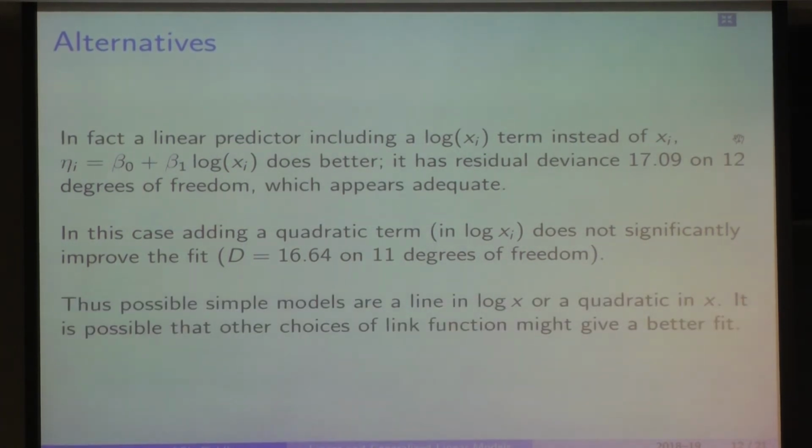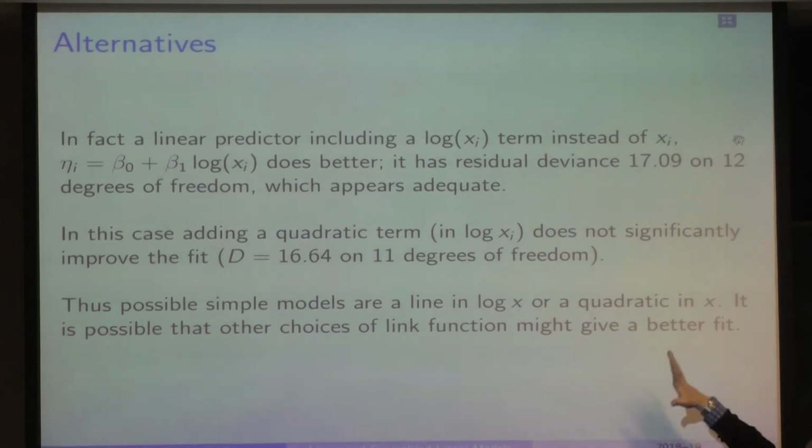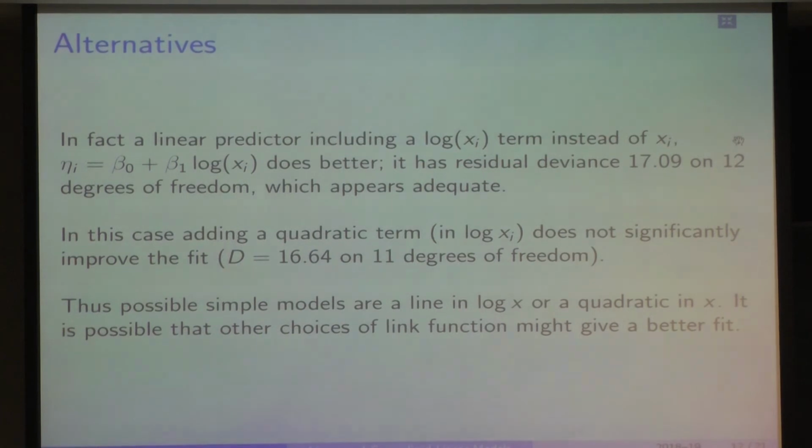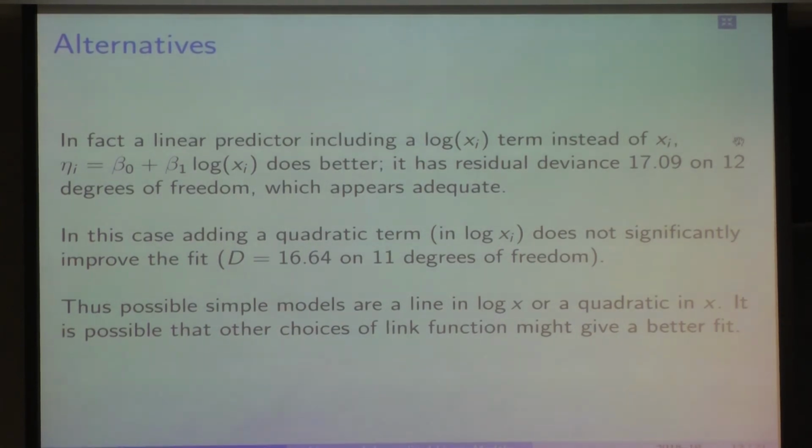So there are a couple of models that look reasonably plausible from this. Just a simple linear predictor, but with log x's, or we could have a quadratic, so with a constant times x plus another constant times x squared. So there are a couple of possibilities there. You might find that a different choice of link function would give a better fit.